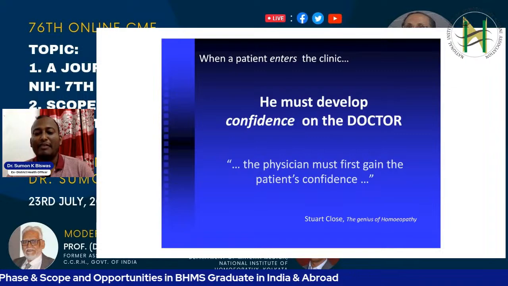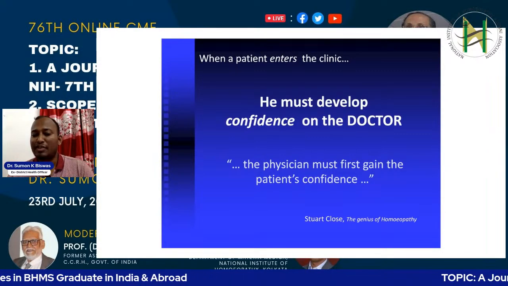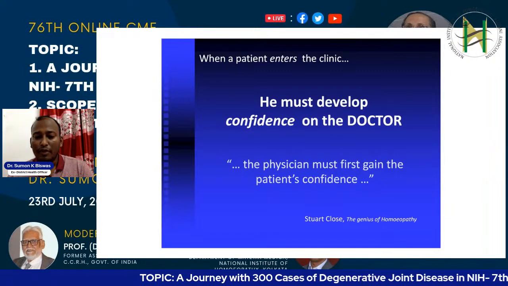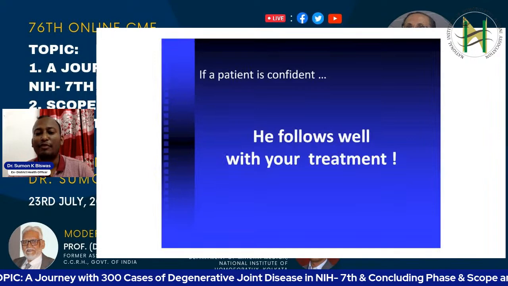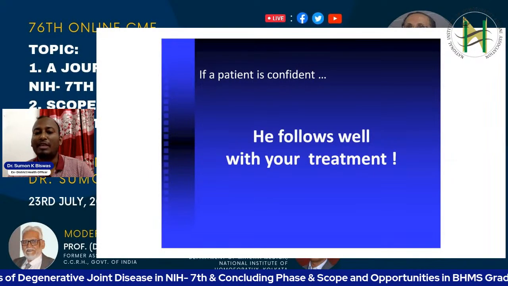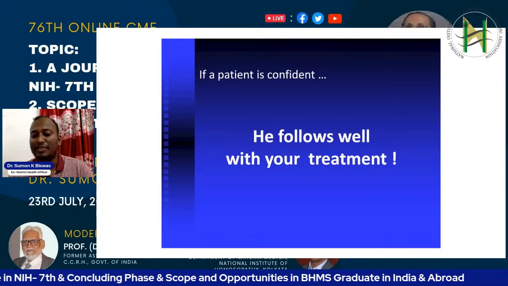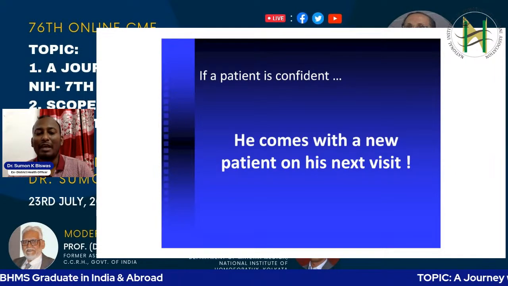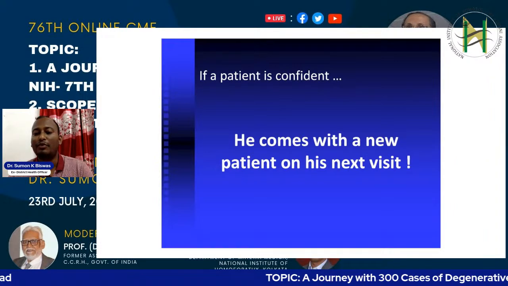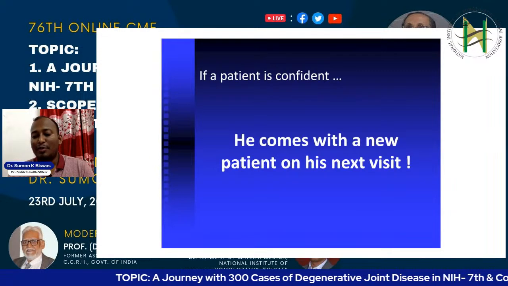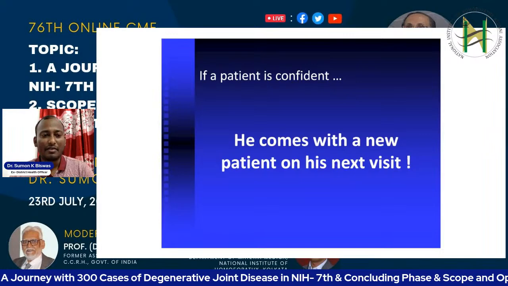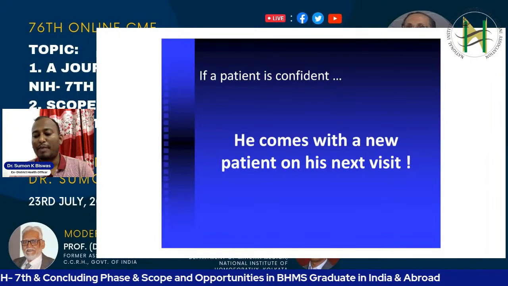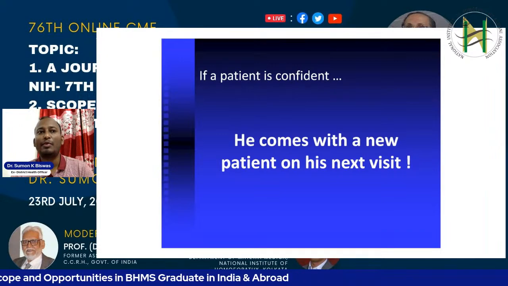Every physician must first gain the patient's confidence; that is taught in the Organon of Homeopathy also, where he mentioned it. If the patient is confident, he follows your treatment well. If the patient is confident with your consultation, he will follow your treatment procedure. If the patient is confident, he comes with a new patient on his next visit. Many of you are experienced doctors, so you know this point: if you grow confidence in the patient, in the next visit he will come along with another patient.